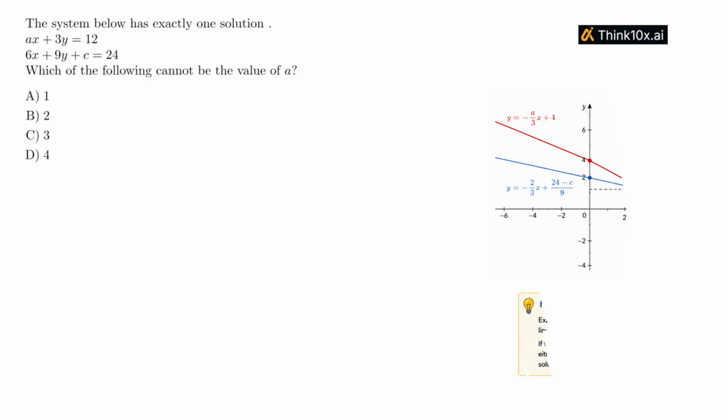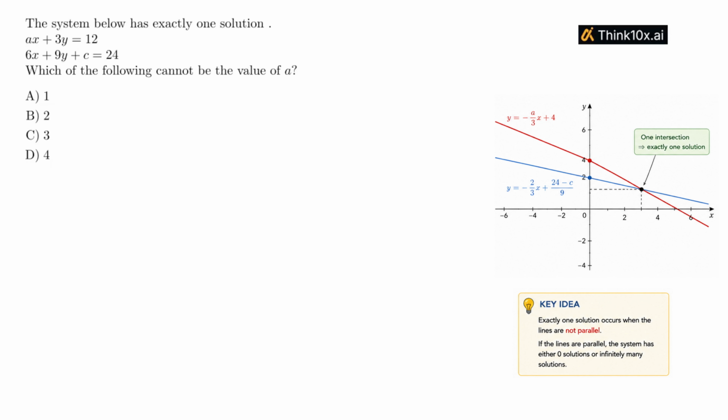Let's read the problem carefully. We're told this system has exactly one solution, and we need to figure out which answer choice cannot be the value of a. This tells us the two lines must intersect at one point, not be parallel, and not be the same line. This first equation has the parameter a in the x coefficient, so changing a changes the line's direction. Here are the answer choices for a. We'll test which one would prevent the system from having exactly one intersection point.